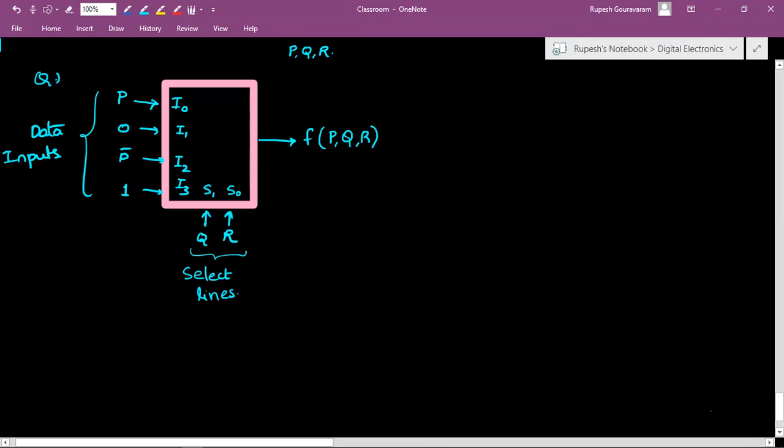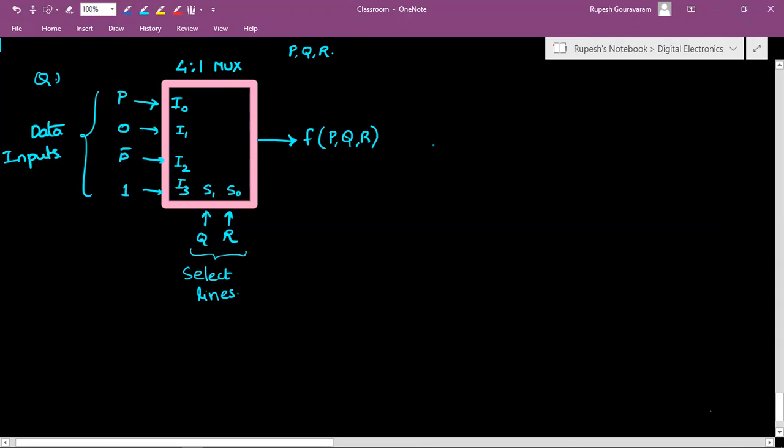So there are 4 inputs and 1 output. So this is known as a 4:1 mux. Mux implies multiplexer. What does a multiplexer do? A multiplexer combines various data inputs and gives an output. So this is a 4:1 mux.